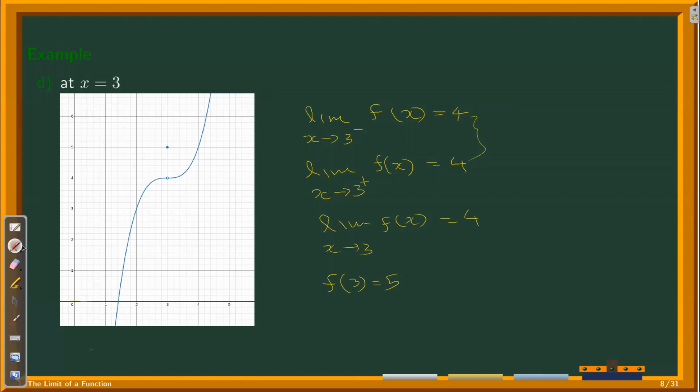Okay. So f of 3, here there is an open circle. So it does not belong to the graph, but the point above there is a value given. So that is this value.